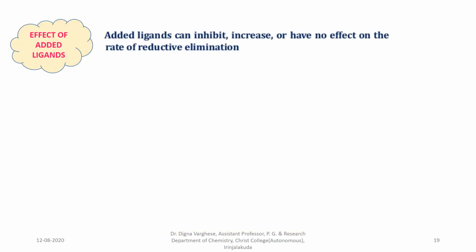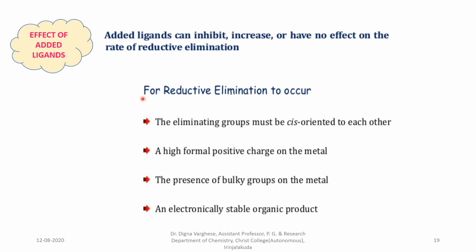Effect of added ligands. Added ligands can inhibit, increase, or have no effect on the rate of reductive elimination. Sometimes it inhibits the reaction, sometimes it increases the rate of reaction, and sometimes there is no effect on the rate of reductive elimination reactions. So for reductive elimination to occur, there are some factors that we have already discussed. Once again, the eliminating groups must be cis to each other, a high formal positive oxidation charge on the metal, the presence of bulky groups on the metal, and an electronically stable organic product. These factors affect the reductive elimination reaction.